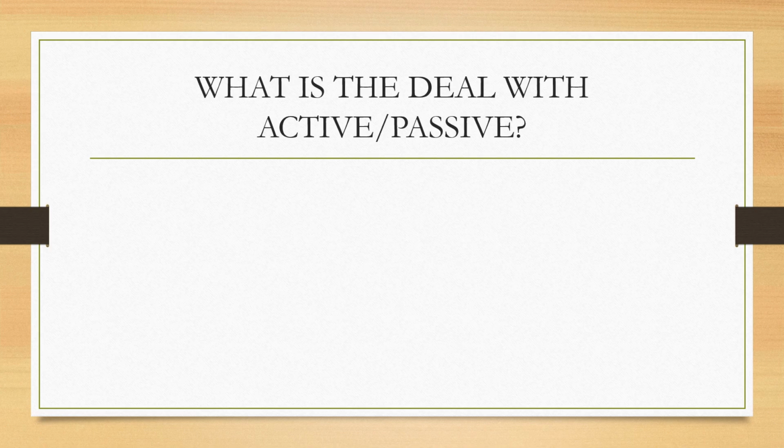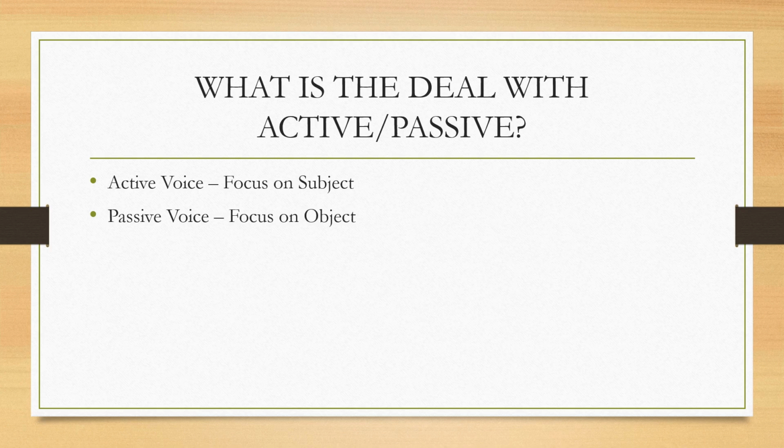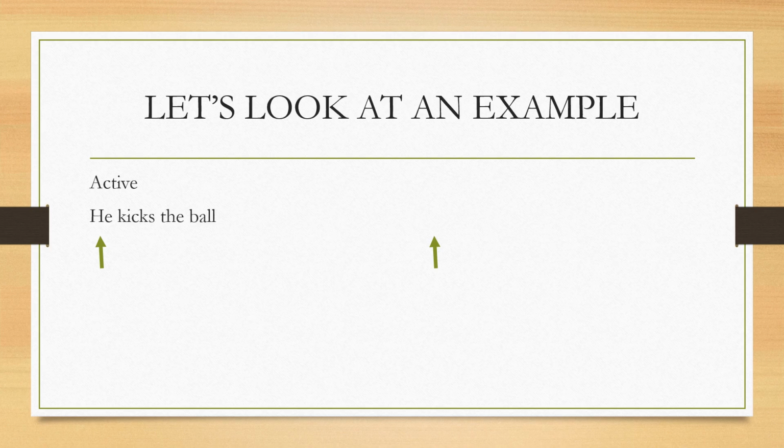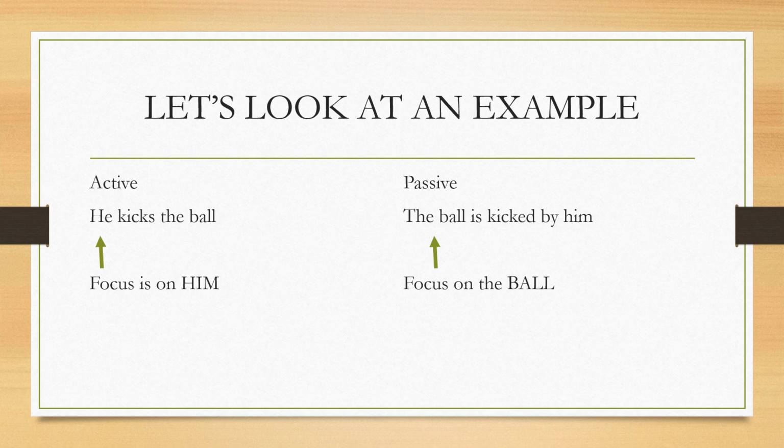So what exactly is the deal with active and passive? Now, active voice, you have a focus on the subject and you are specifically looking at what the sentence is about. For example, he in he kicks the ball. So now what is the difference with passive? Passive voice focuses on the object. So it's basically a switching around of the two. Let's look at an example. So active, he kicks the ball. It focuses on him. Passive, the ball is kicked by him. It focuses on the ball.